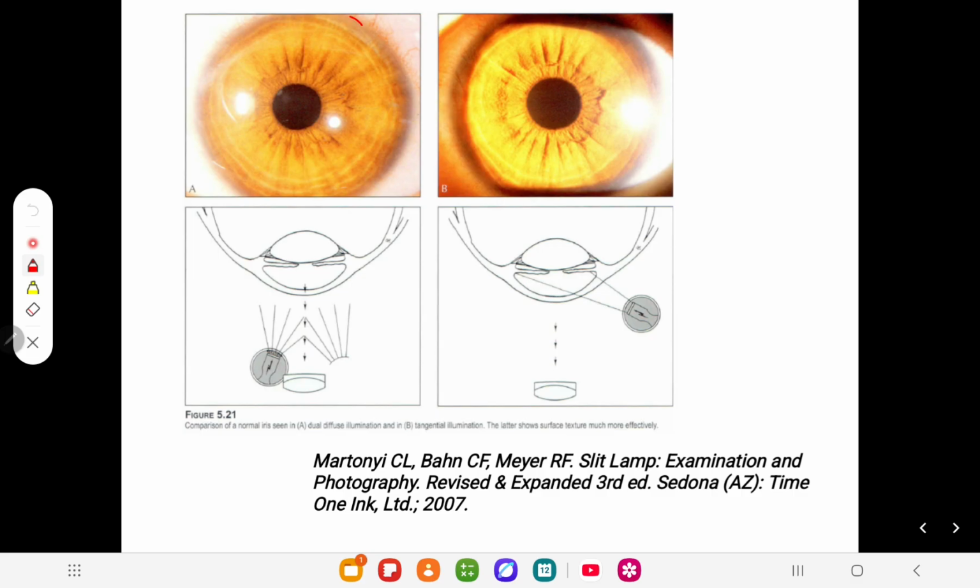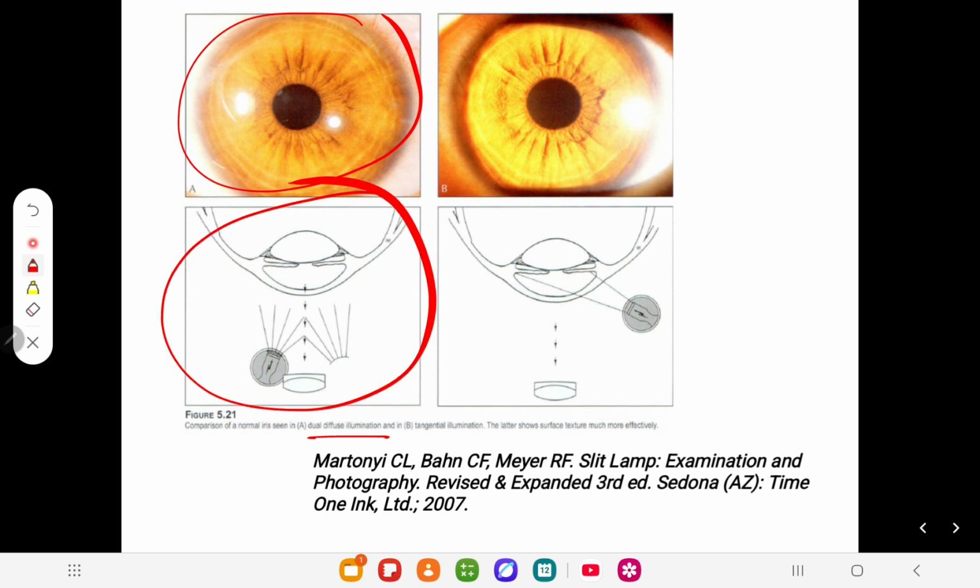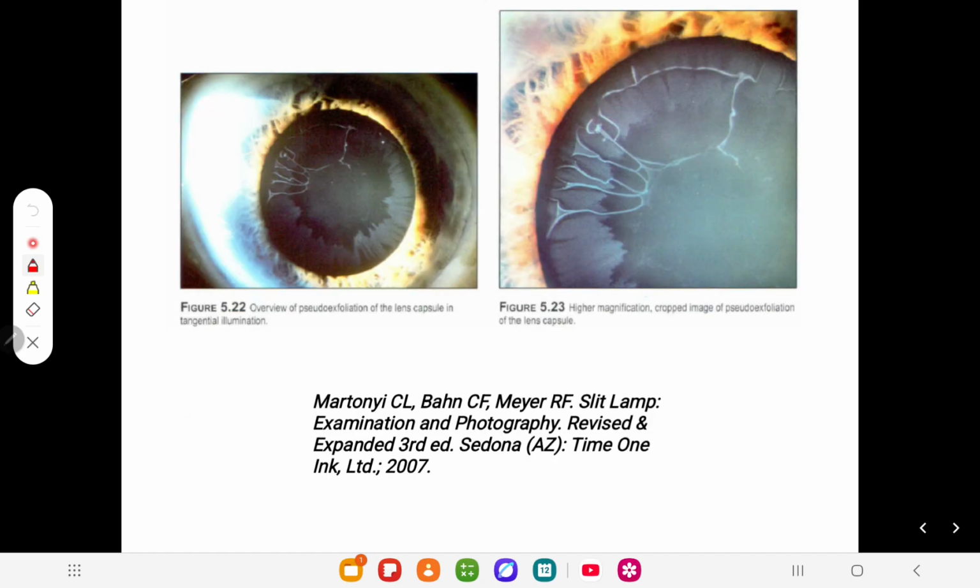So this is a picture. Whenever you throw light with direct diffuse illumination, this is the picture schematically. But can you see, we throw light very tangentially, and can you see this particular iris structure very clearly? That's what I'm talking about. See in this picture, a high magnification cropped image of pseudoexfoliation of the lens capsule. Isn't it very beautiful with the tangential illumination? Yes, it's very beautiful.